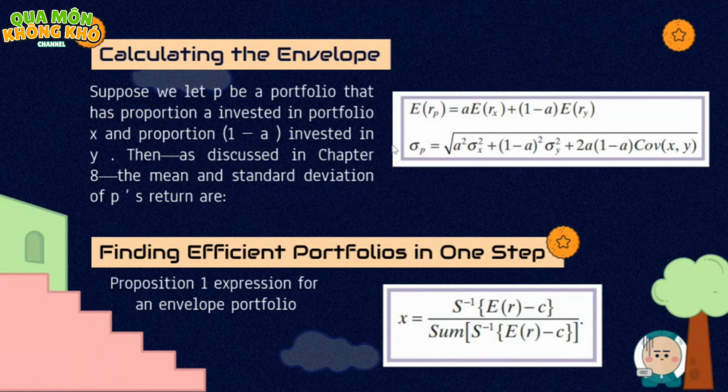Then, as discussed in chapter 8, the mean and standard deviation of these returns are as follows. Here you can see the expected return equals A multiplied by the expected return of X plus 1 minus A multiplied by the expected return of Y, and then the standard deviation of the portfolio. For finding the efficient portfolio in one step, proposition 1 is expressed for the envelope portfolio, and we will use the Solver function to solve it later in Excel.